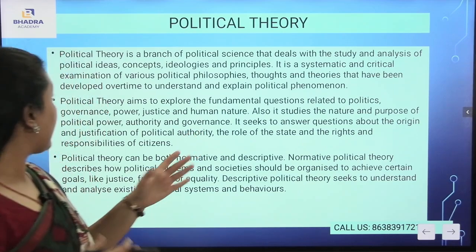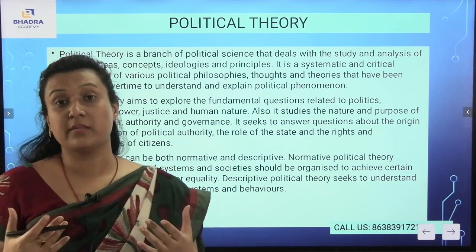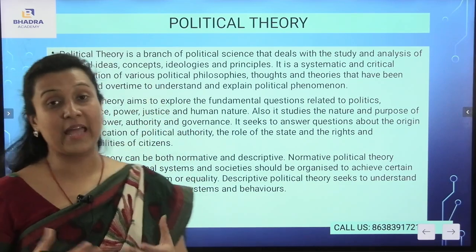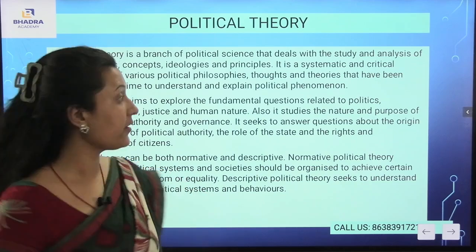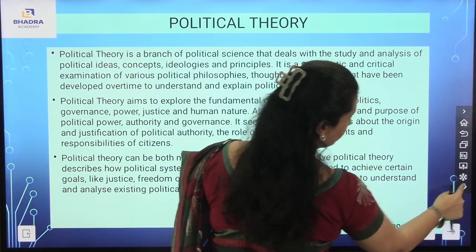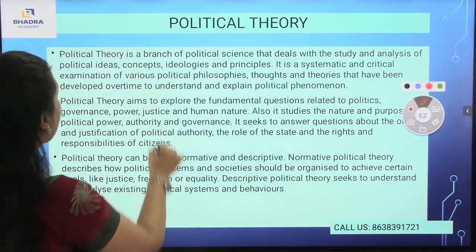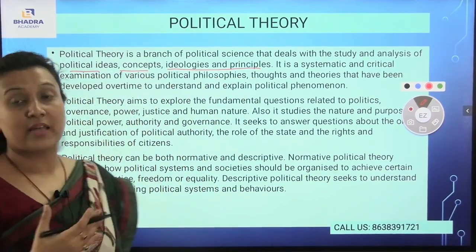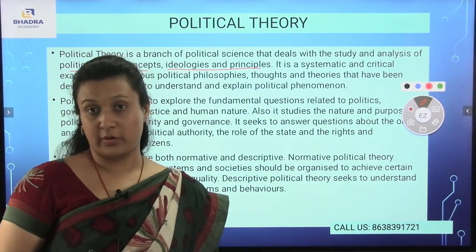Also, it studies the concepts and nature of political ideas and viewpoints. On the other hand, it studies the ideologies and principles. Very, very important. Here also come the political ideas and the concepts. So these are all part of political theory.